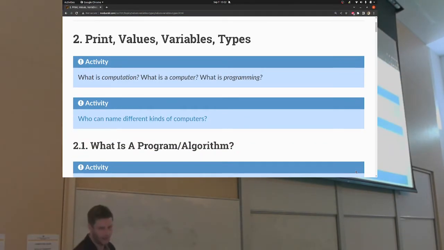Okay. Print, values, variables, and types. Well, we already used print. Technically, we're already playing around with values. But this topic is going to cover a lot of the really foundational stuff. Some of you that have experience with programming might be familiar with it, but you might not be familiar with the detail that I'm going to get into. Maybe you are, I don't know.